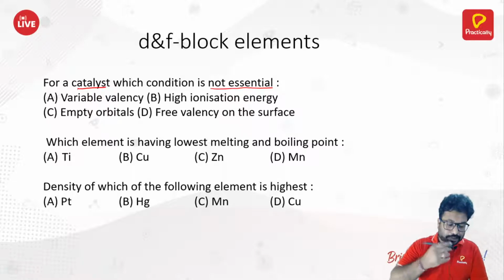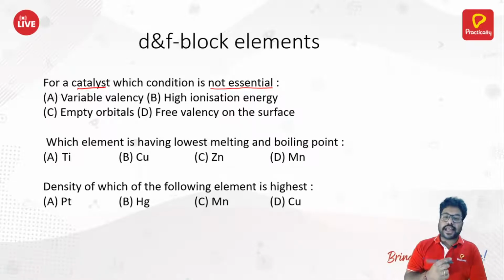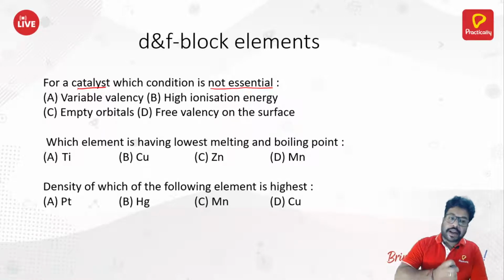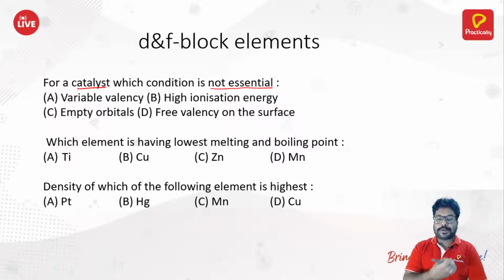A catalyst can increase the rate of the reaction, but the prime condition is that it should not be consumed in the chemical reaction. That means whatever amount of catalyst you have added initially, at the end of the reaction the same amount of catalyst should be recovered. That is the condition for any compound to behave as a catalyst.